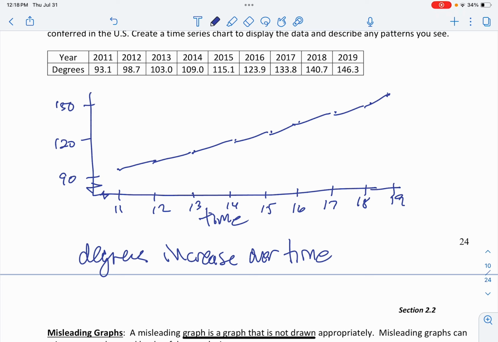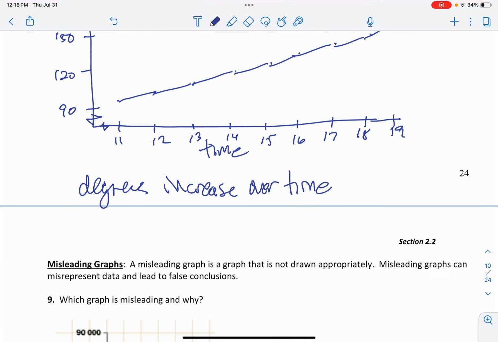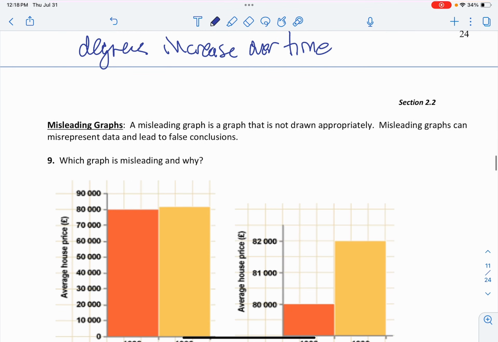Okay. Finally, to finish this section off, how about misleading graphs? Those are kind of fun. A misleading graph is a graph that is not drawn appropriately, and it does mislead the reader. They aren't necessarily incorrect. Oftentimes they're perfectly accurate, but they could be better. And here's an example.